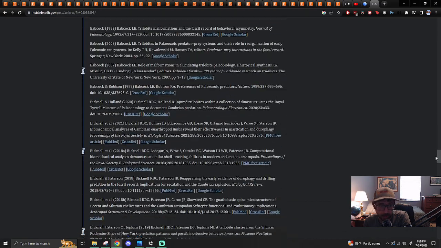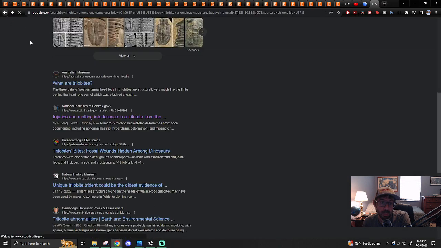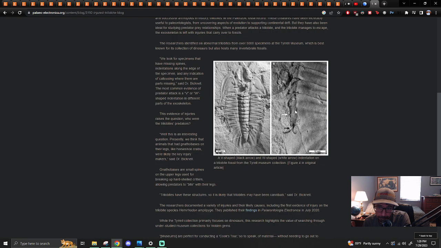Besides just looking at them, I don't see any more images. Discussion. Malformed due to predatory attacks typically have U, V, and or W-shaped injuries. V... And these shapes make me think of a river, a glacier, and maybe something else making a W shape, like multiple rivers. And that looks like teeth. But if you look at the matrix around it, it continues over here. What's up with that? And up this way, this right here is relatively parallel to that. This kind of matches this. There's definitely a connection over here to what's going on with the trilobite itself.